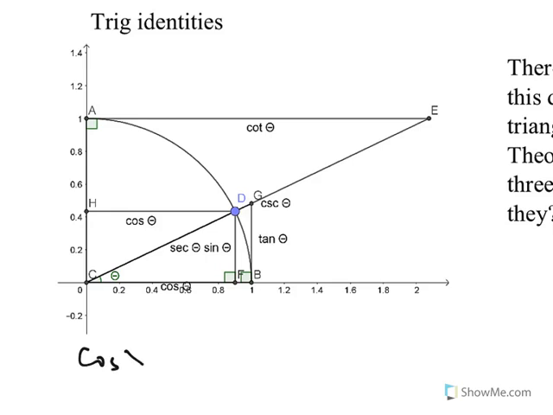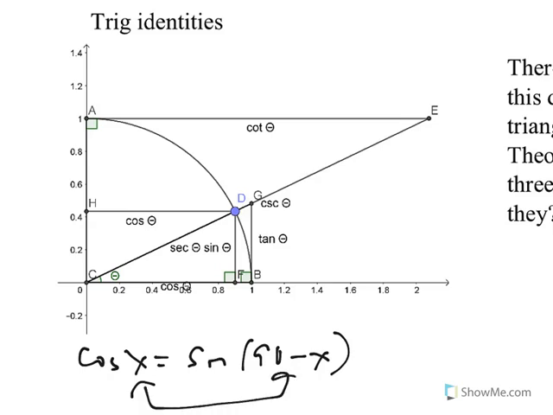Now we've seen that cosine x is equal to sine of 90 minus x, and those two angles are complementary. Cosine, actually, the co stands for complementary. So here's a more complicated picture. Here's theta, and this is 90 minus theta.